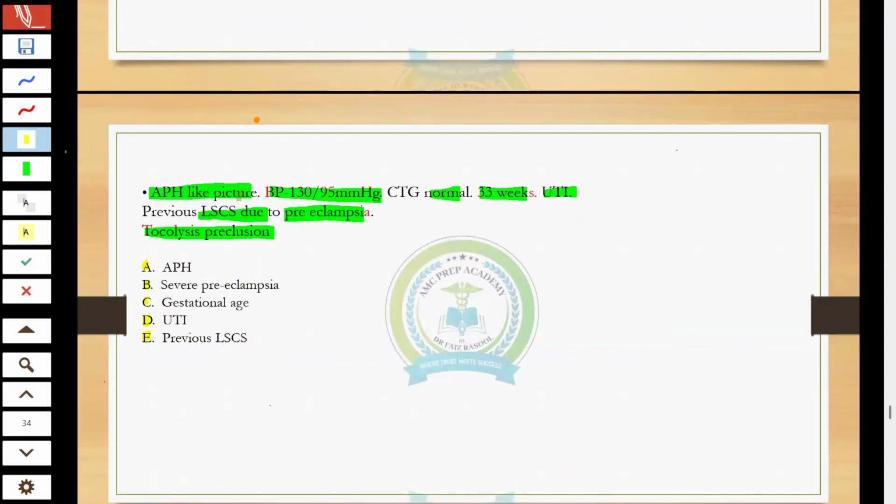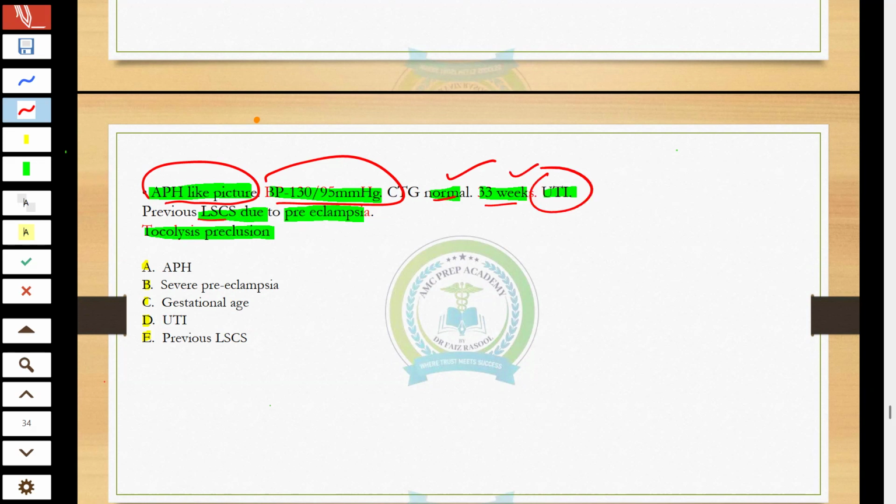So, doctor, basically this is asking about the contraindication to tocolysis. Antepartum hemorrhage picture, BP is almost in normal range, CTG is normal, 33 weeks, UTI positive, and the patient has a history of C-section. So this is the contraindication to tocolysis.